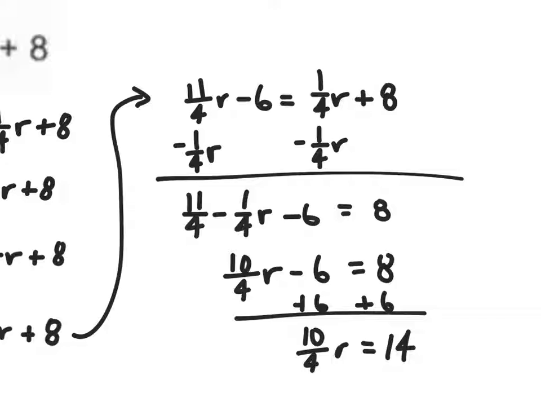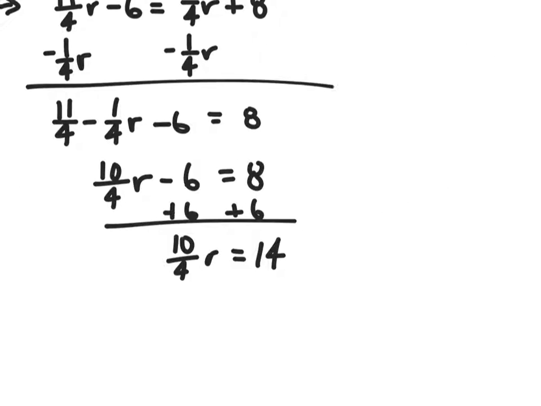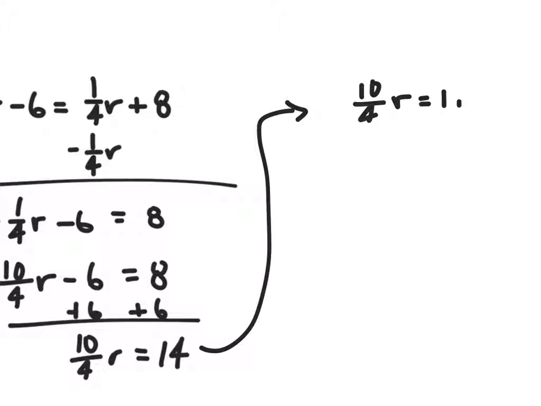Now 10/4, that fraction can be simplified. Let me write that up here. It's got a lot of steps on this one. So 10/4 r is equal to 14. 10/4, I'm going to rewrite that as 5/2, since each of these numbers is divisible by 2. So I can simplify that fraction and make these numbers a little bit smaller. So I'm going to rewrite that as 5/2 r is equal to 14 over 1.